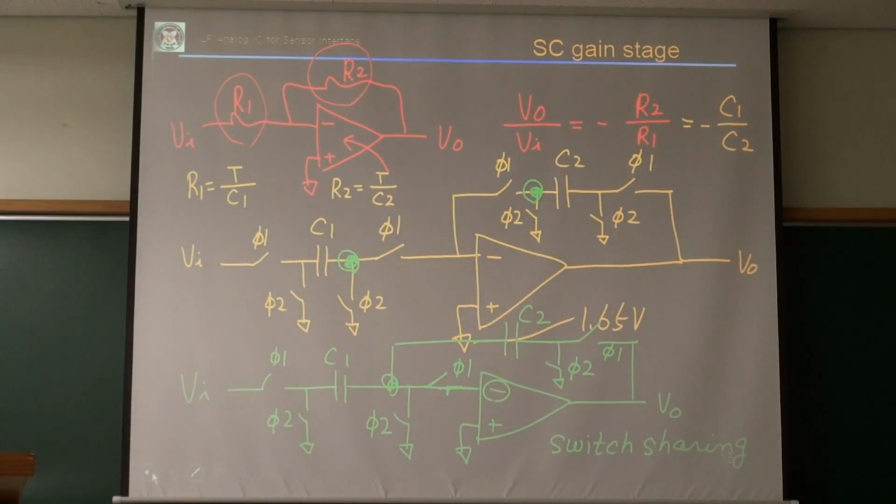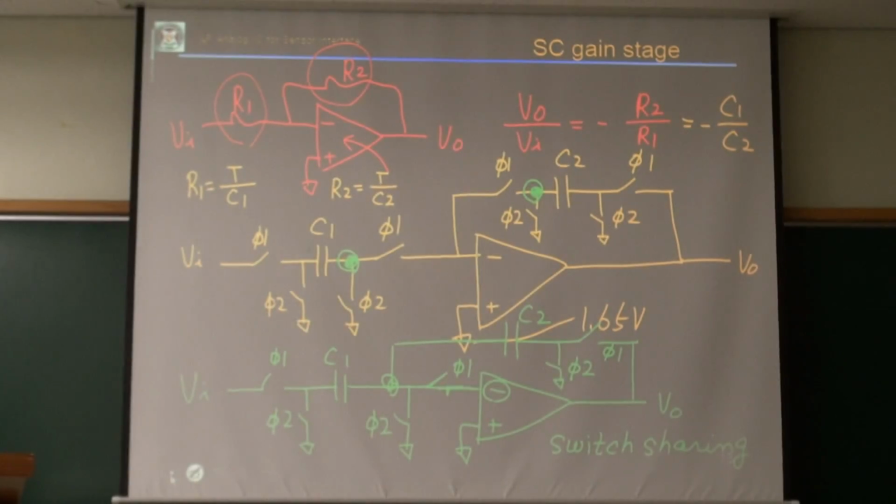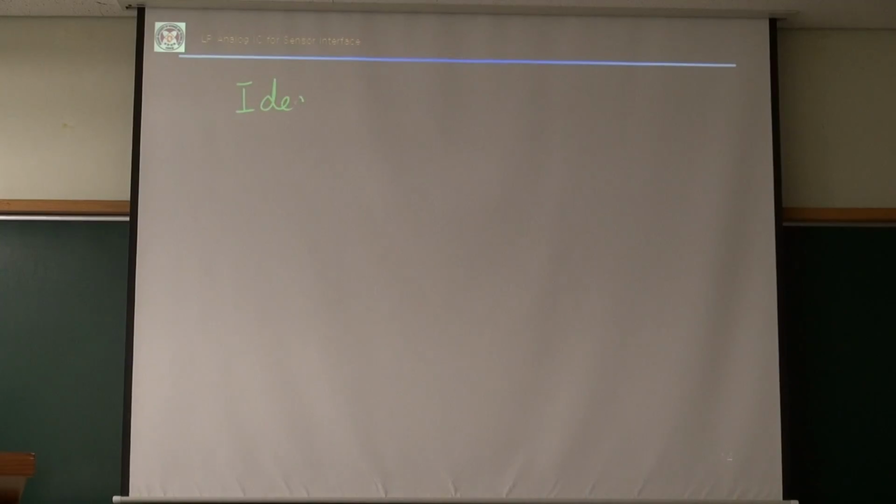So again, this is a gain stage. When you want to simulate this switched capacitor, sometimes you get problems with convergence. So for some simulations, you can use an ideal switch. Do I have an ideal switch here? Nope. It's called S.